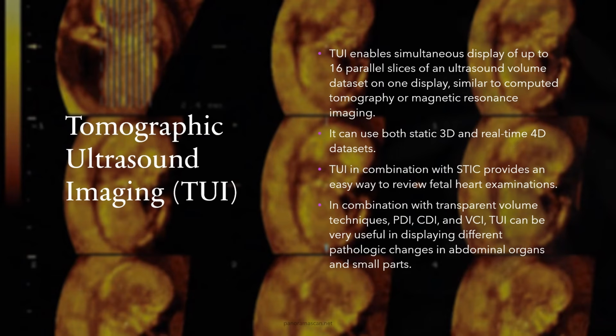In fetal heart imaging, TUI with STIC offers a detailed view of fetal heart anatomy, essential for detecting congenital heart defects. In abdominal and organ imaging, TUI is beneficial for assessing abdominal organs like the liver, kidneys, and stomach, identifying pathological changes such as malformations or tumors. In small parts imaging, TUI provides a comprehensive view of smaller anatomical structures, such as limbs or joints, where multi-slice imaging improves clarity and resolution.